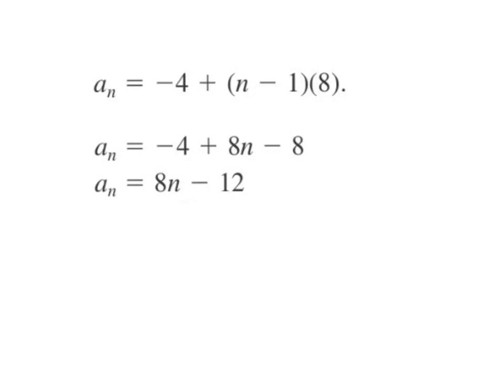That's up to you. Sometimes they'll ask you to find different terms within the one sequence. So that's where using something like this might be a little more helpful, but you'll get the same answer if you use this one too. Okay. So now to find a sub 9, I just plug 9 in, and that's 72 minus 12, which is 60. And if I would have plugged 9 in here, this would have given me 8 times 8 is 64. Negative 4 plus 64 still gives me 60.